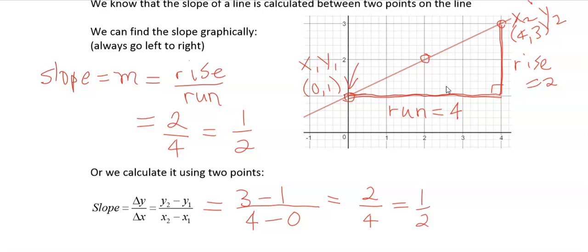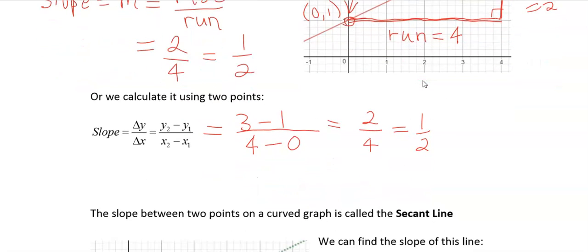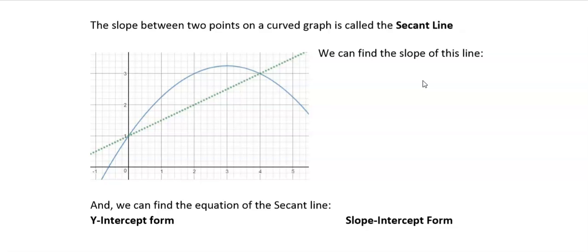So that's at least 2 different ways you know how to calculate the slope of a line. It's not all that difficult. And like I say, it's just a review of material that you did back in Math 1700.